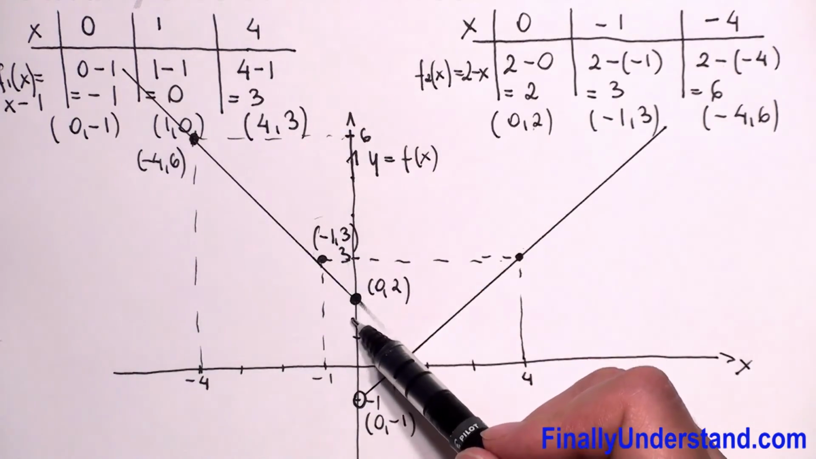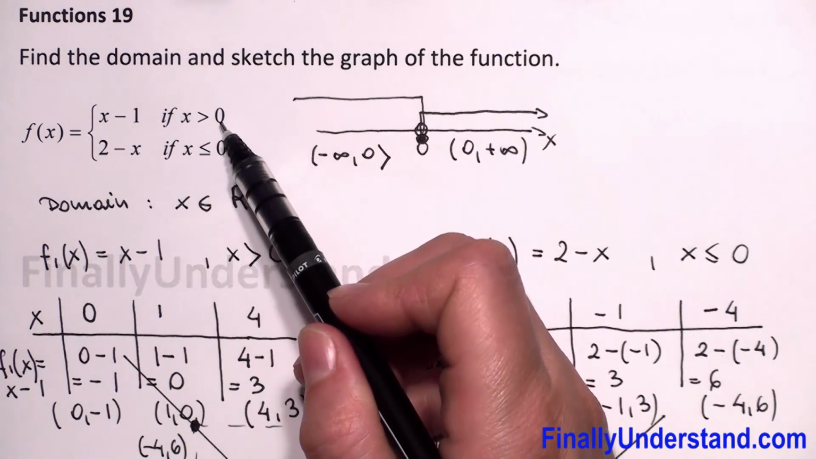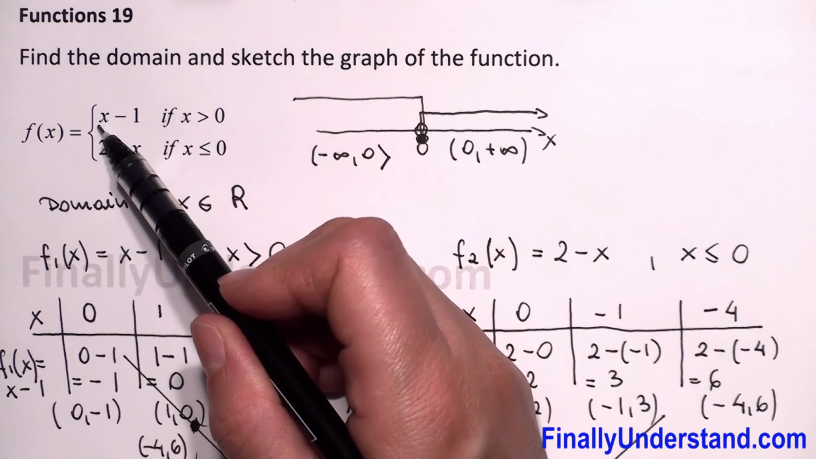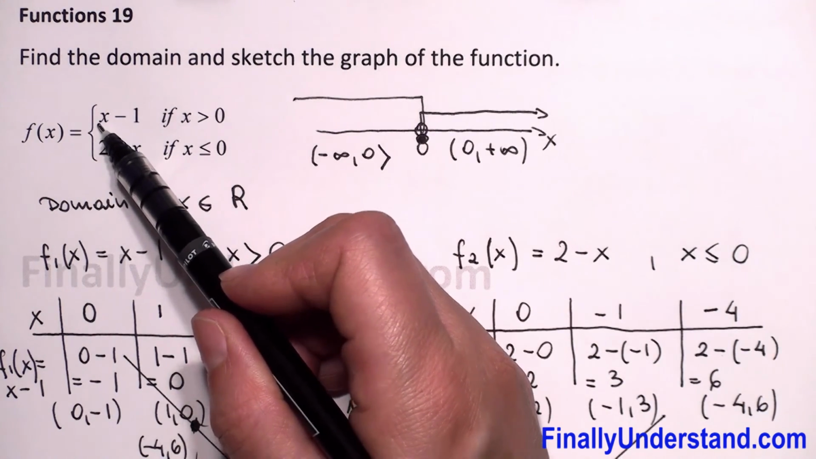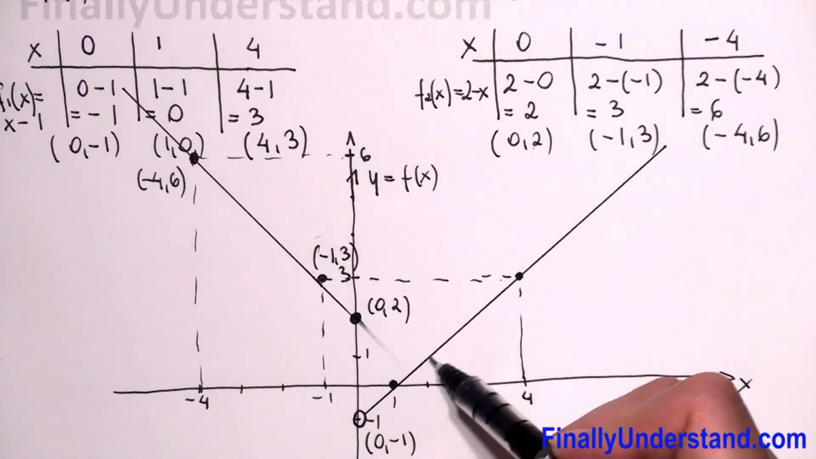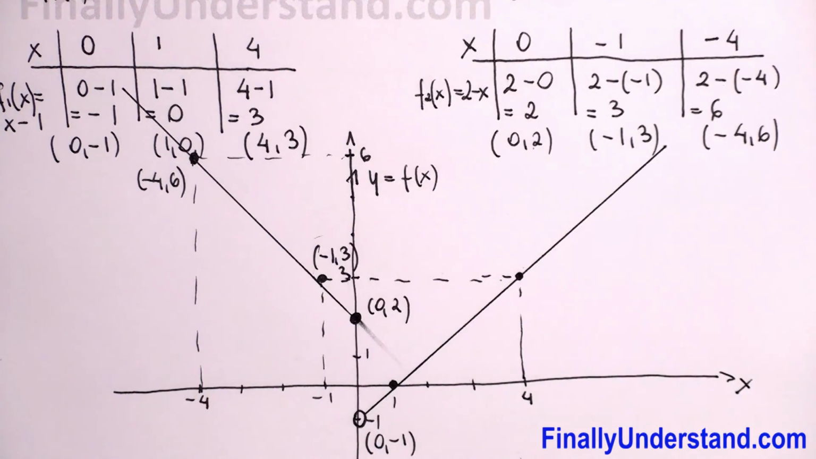Everything is okay. And for x greater than 0, we have x minus 1. The coefficient before x is positive, so our function increases. We're going from 0 to positive infinity up. So everything is okay.